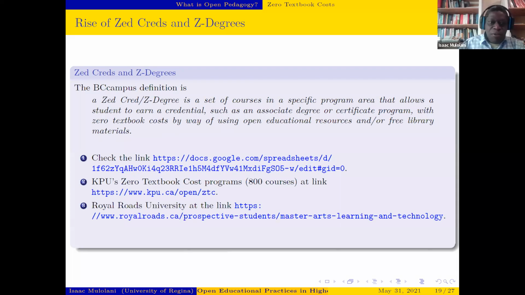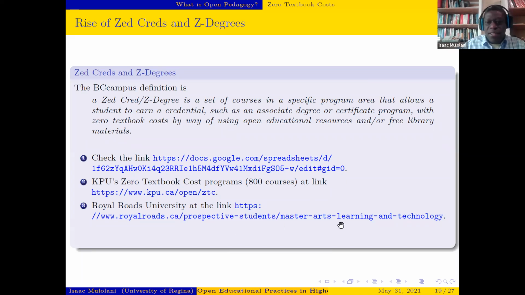So I've listed a few things here. Kwantlen Polytechnic University, out in British Columbia, has 800 courses where students do not pay a single cent for textbooks. They pay their fees, but they do not pay for textbooks. They actually have entire programs in their institution where students are getting a credential without paying for textbooks. They're using open textbooks or open access materials.